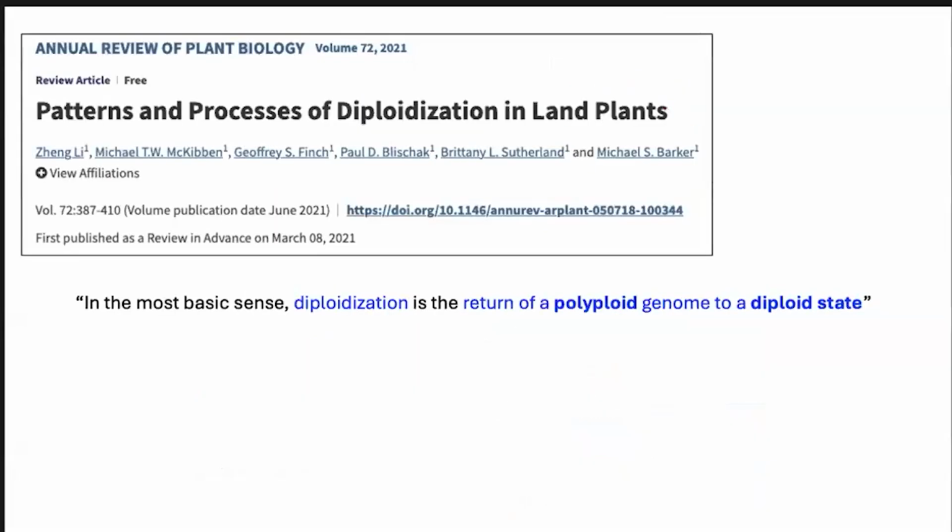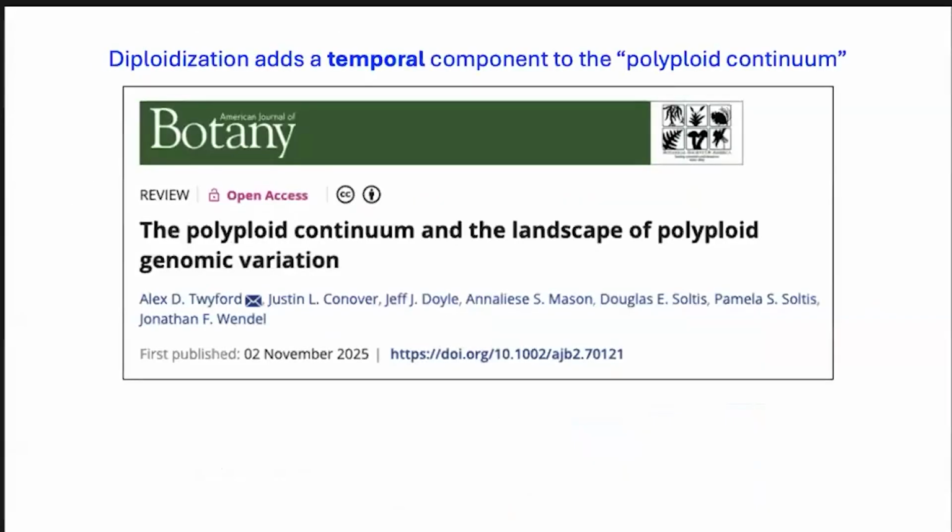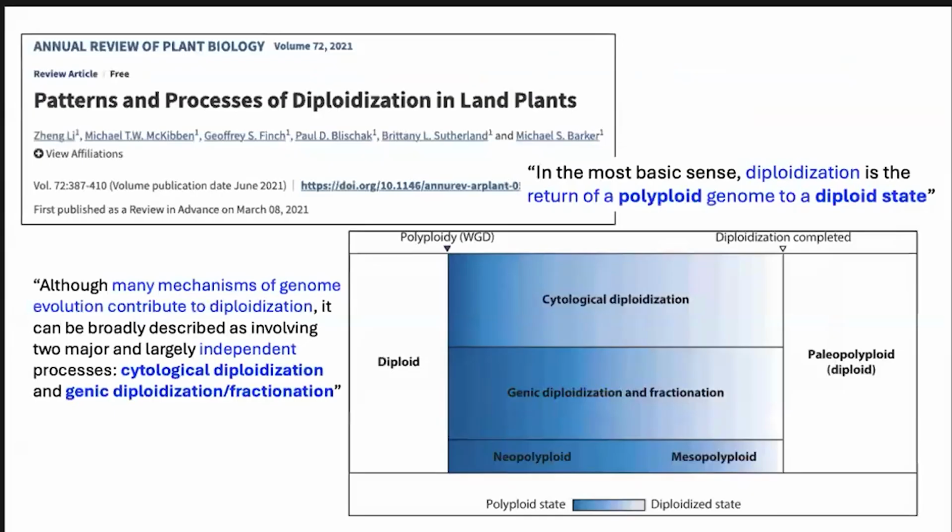That's diploidization. So here's a nice paper from the Barker lab, a nice review from a couple of years ago now, on patterns and processes of this diploidization process. And so in the most basic sense, it is a return of a polyploid genome to a diploid state. So diploidization adds a temporal component to this polyploid continuum that we're talking about in this review paper. So basically, the diploid-polyploid continuum is one way to think about it, okay? And then we have this landscape of genomic variation. So diploidization, return from polyploidy to diploid state.